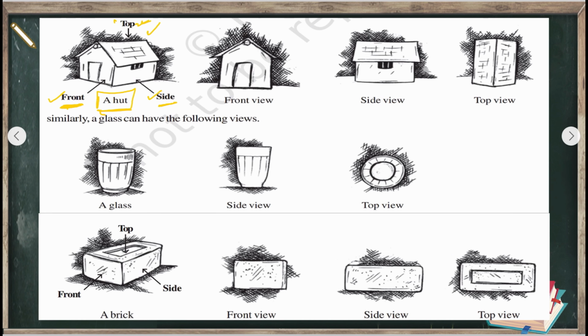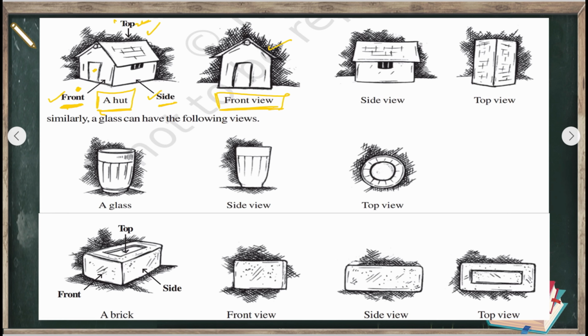Now you have to use your imagination. If we look at this object, in this case a hut, and you are looking at this hut from the front by standing here, how will it appear to us? By using that imagination you have to draw that image here. So this is the front view of this hut.